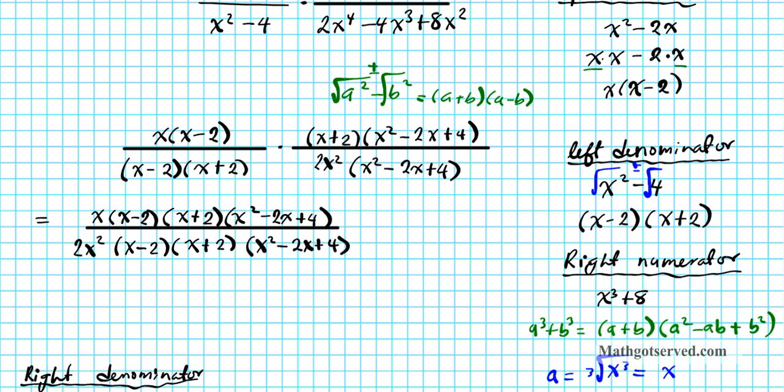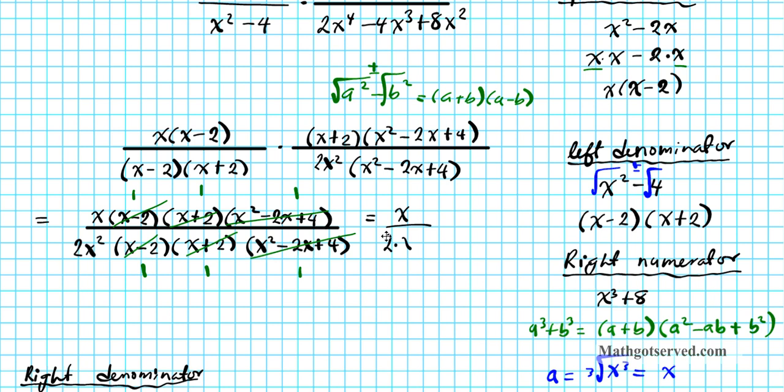So let's see what we can cancel out here. What's common in the numerator and the denominator? So we have x minus 2 goes in here once, and x minus 2 goes here once. X plus 2 goes here once, and x plus 2 goes here once. And notice that these two quadratic trinomials are actually identical. So x squared minus 2x plus 4 goes here once, and x squared minus 2x plus 4 goes here once. Okay? So we are left with x over, how about we break this down?